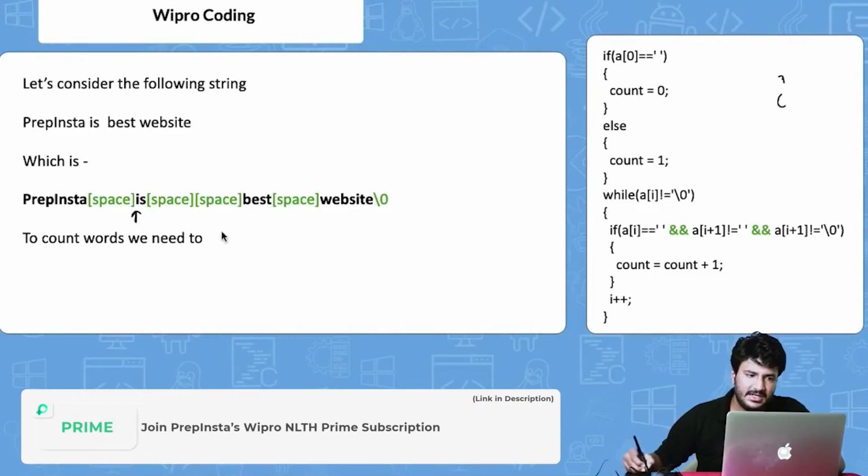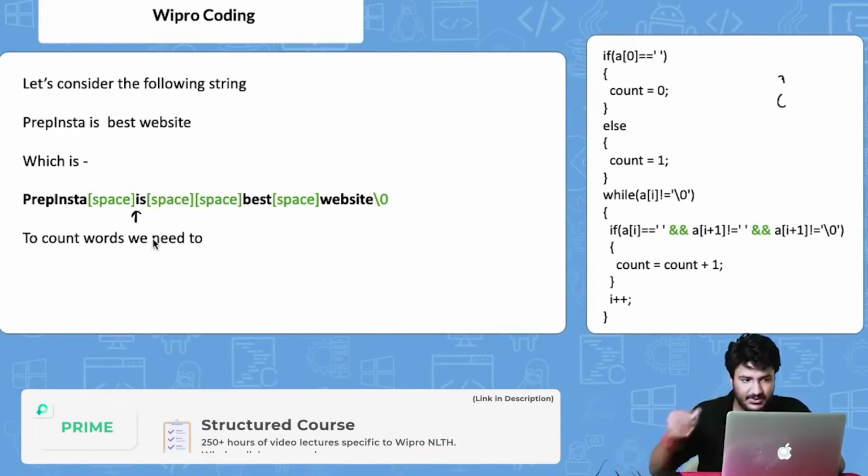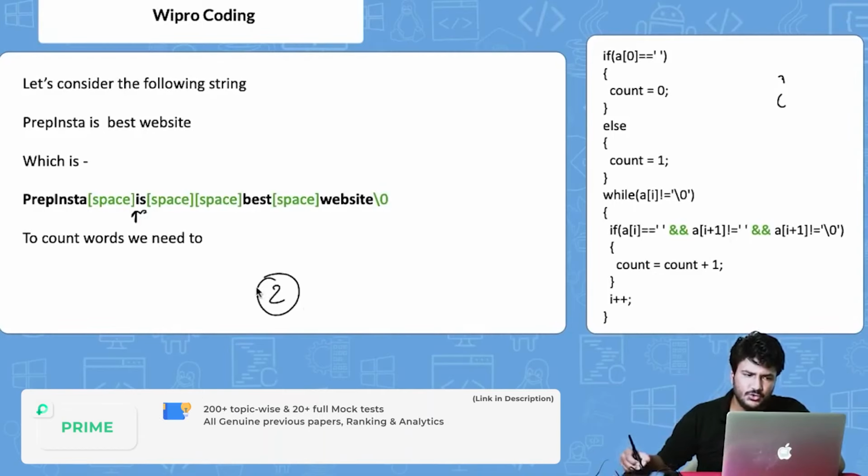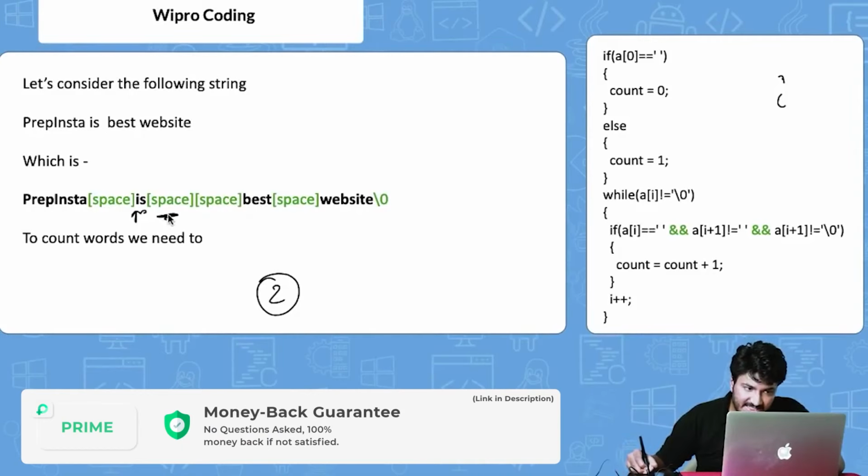So count does not get increased. Then again, the same thing happens till S also, right? Same thing. Obviously till now the count is 2. Right, now we reach this space here.